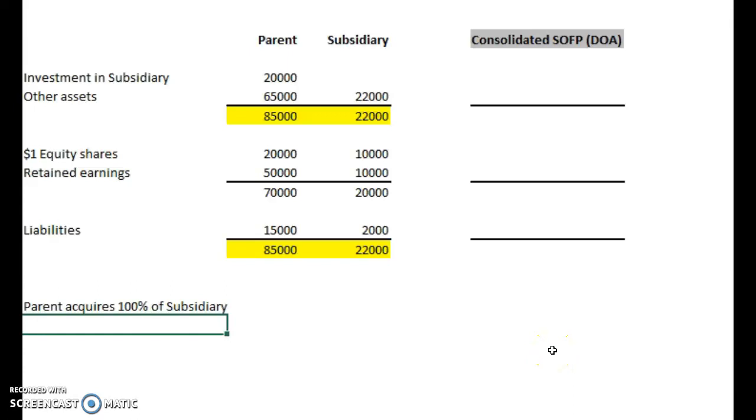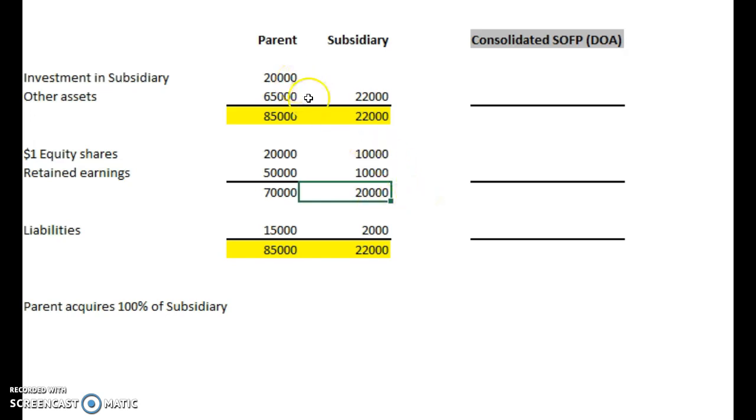Okay, let's have a look at this simple consolidated statement of financial position. We have a 100% subsidiary given to us in the question here, 100% ownership of the subsidiary by the parent. And we can see here in the parent's balance sheet that there's an investment in the subsidiary of 20,000, and that's equal to the subsidiary's equity there.